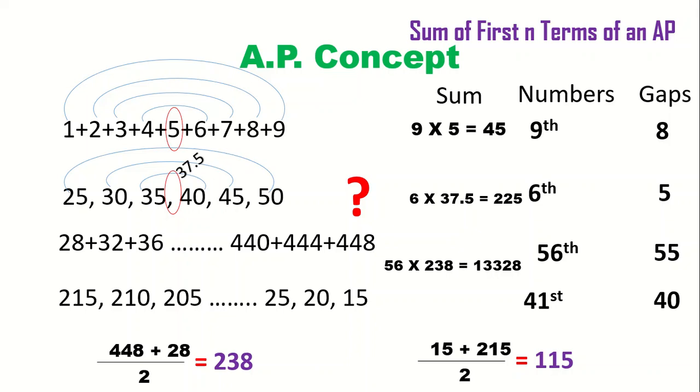The same way here, you have to add the first number and the last number and divide by 2, and you will get 115. How many numbers are there? Yes, 41 numbers. 115 into 41, you will get 4715. This is the sum of the big series.